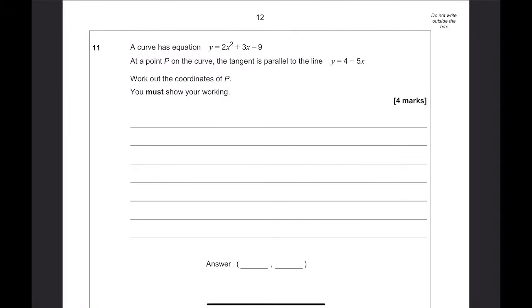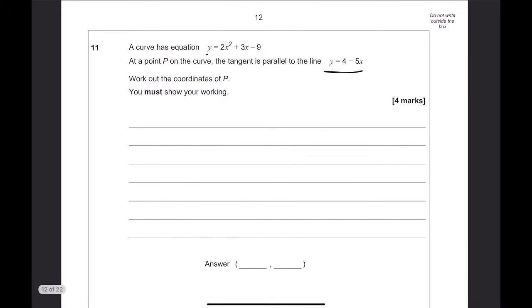A curve has equation of this. At point P on the curve, the tangent is parallel to the line of this. Now for those of you that don't know, when we differentiate, it gives us a function for the gradient of a curve. So if we work out dy by dx, that's going to be, again, bring the 2 down to the front, so it's going to be 4x plus 3.